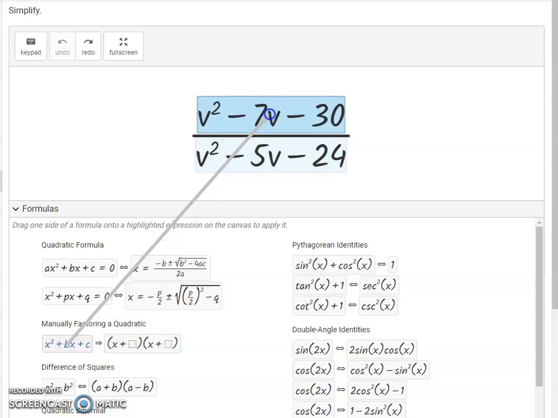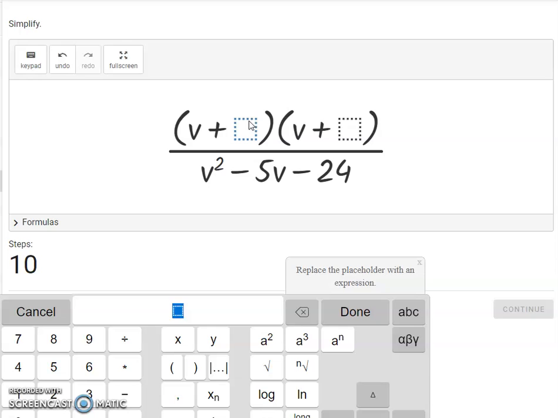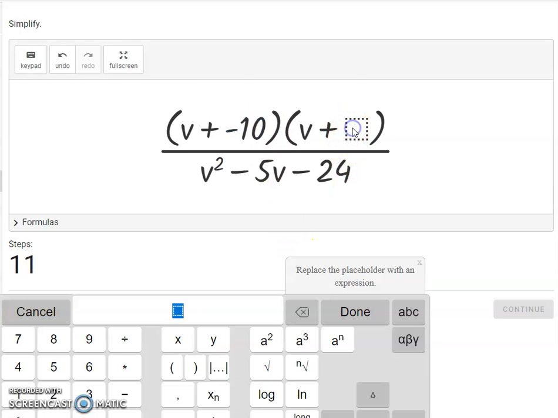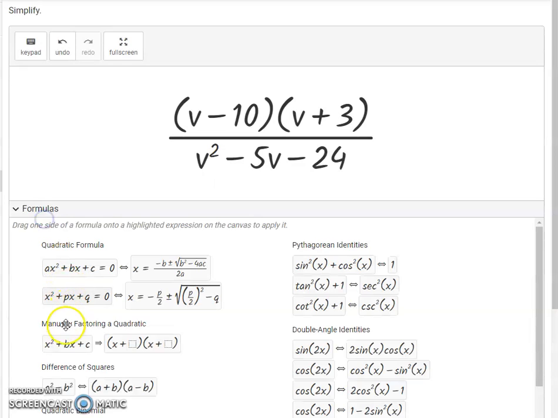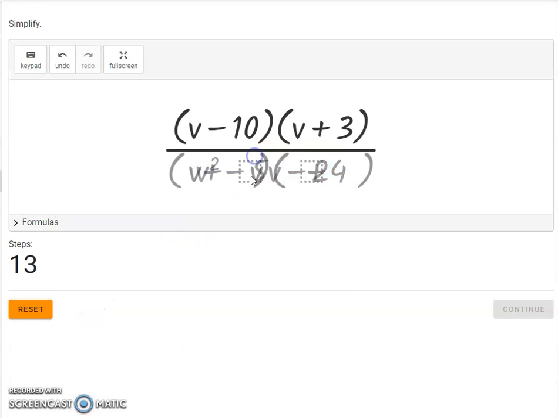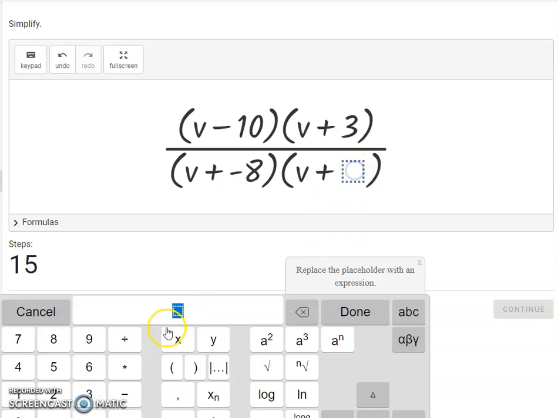So again, I'm going to do this again, this time correctly. So it's v minus 10. V is negative 10 here, and this is positive 3. And then I use the formula again to factor. We have v minus 8, so negative 8 here, and positive 3 here.